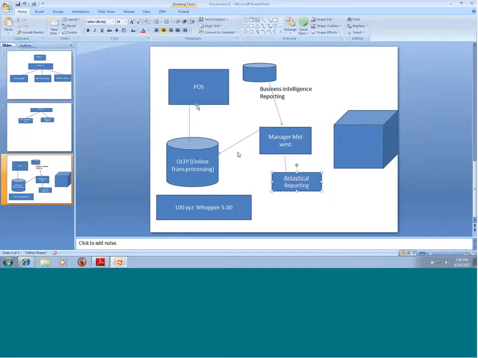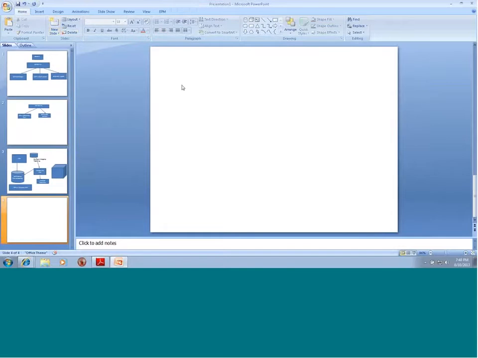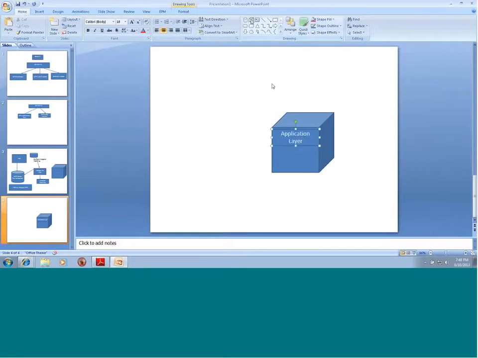So in order to overcome this issue, in the late 70s and early 80s, a new concept was brought into place, which is called data warehousing. A data warehousing system has two pieces to it. One is an application layer, and it also contains an underlying database.